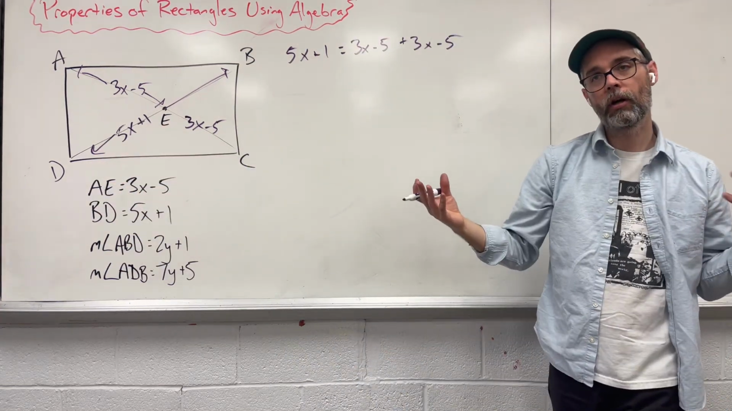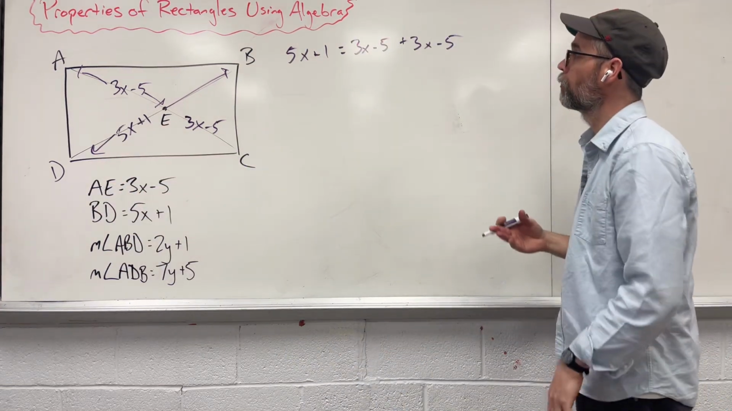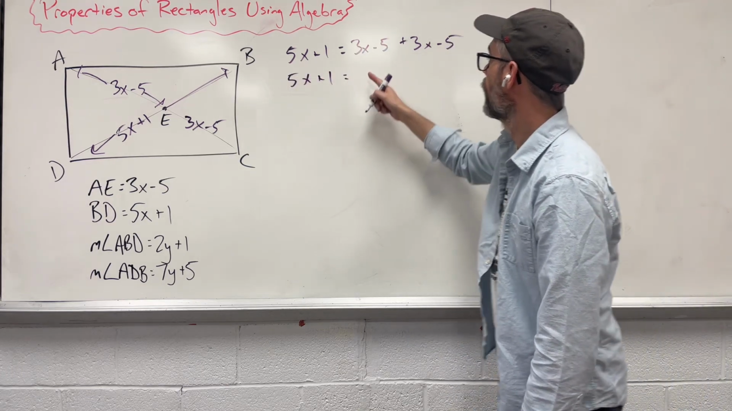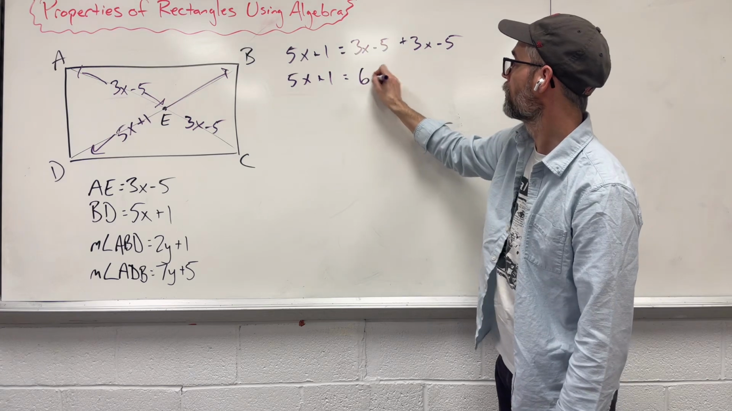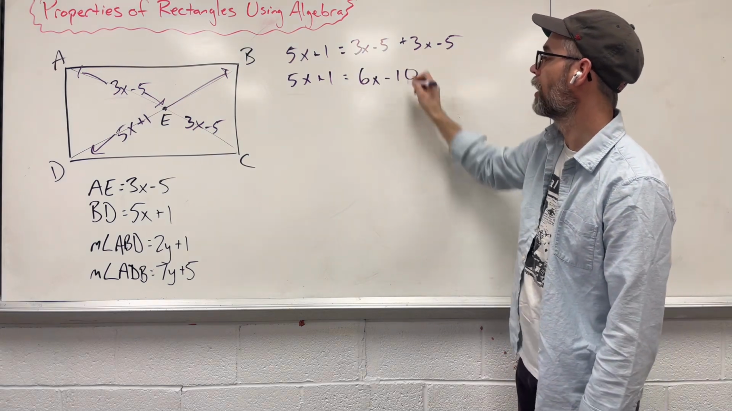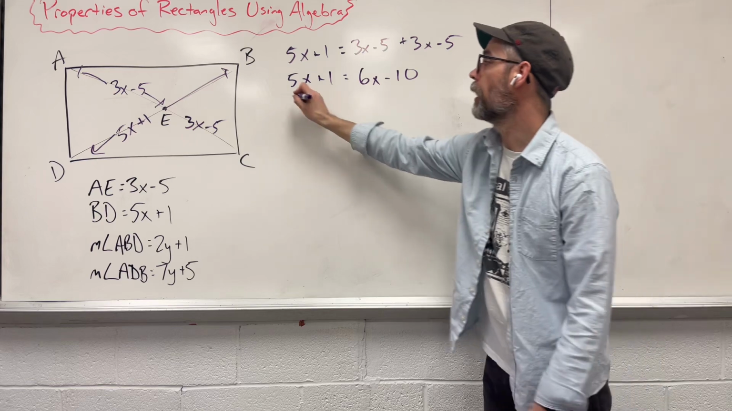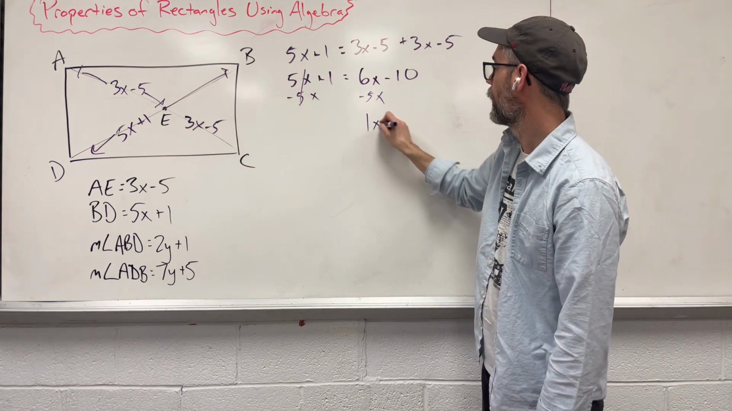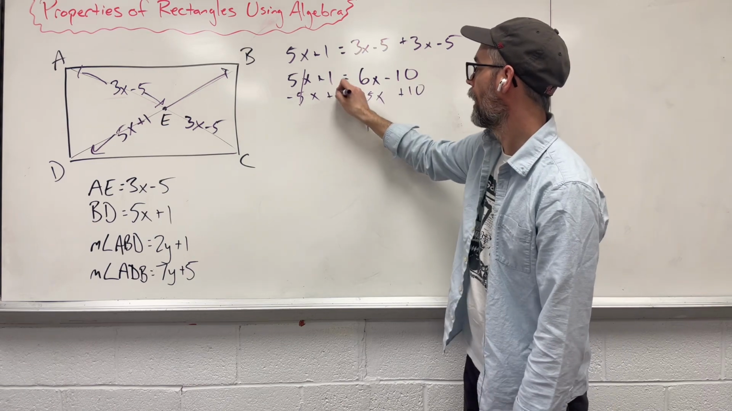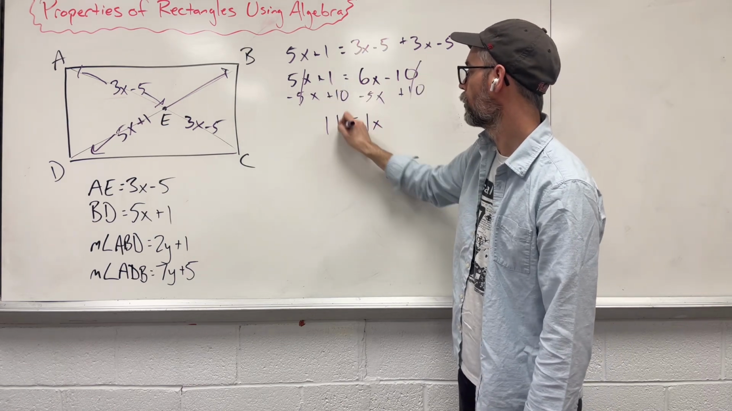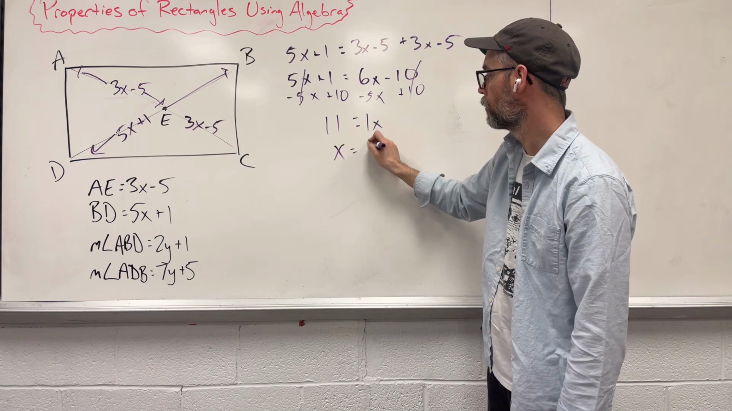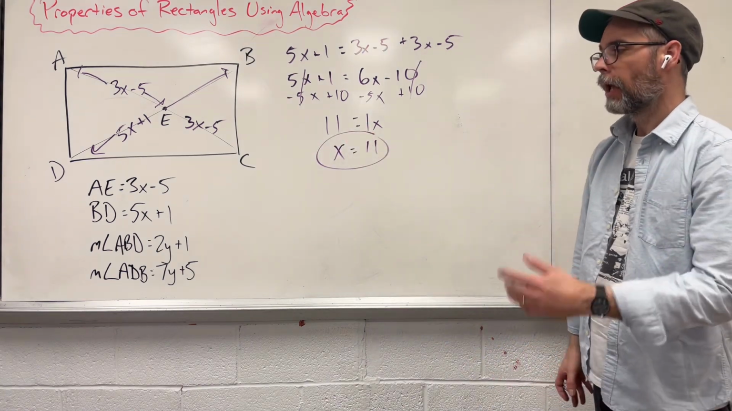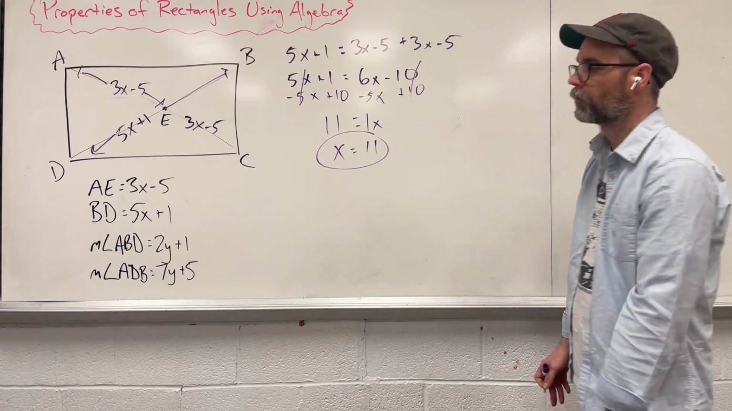Now let's just use our combining like terms, inverse operations, and simplify here. So 5x plus 1, bring that right down. 3x and 3x gives us 6x, -5, -5, -10. And now let's start moving things left and right. Minus 5x, giving us 1x, add 10, leaving us with 11. And we can just say x equals 11. So there's your x.